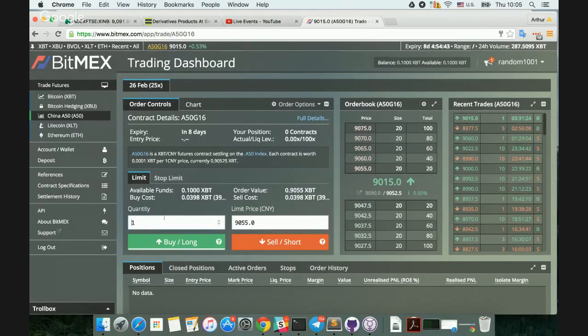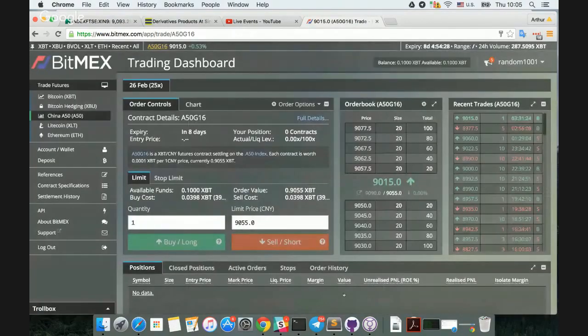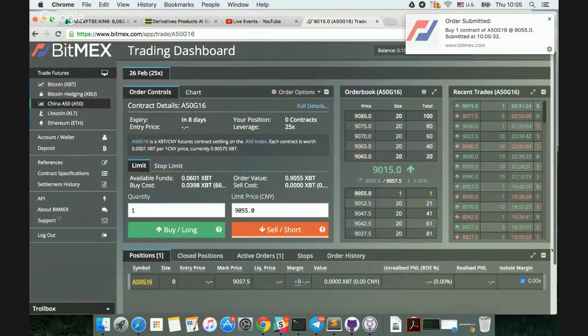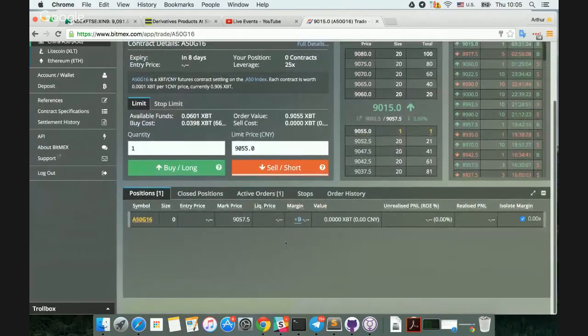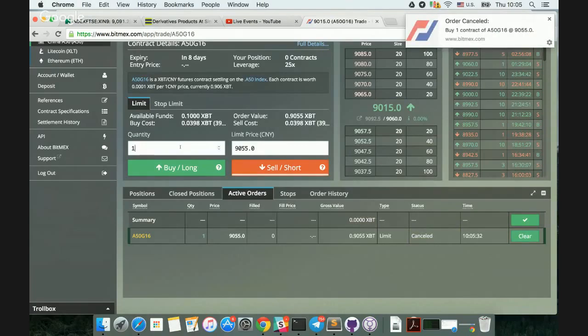So we see one contract. We see the buy cost as 0.04 Bitcoin. Basically, that's the 25x leverage. And there we go. And now we have executed one contract. Oh, we haven't executed. We're best bid. Let's cancel that order. Let's be a little bit more aggressive.